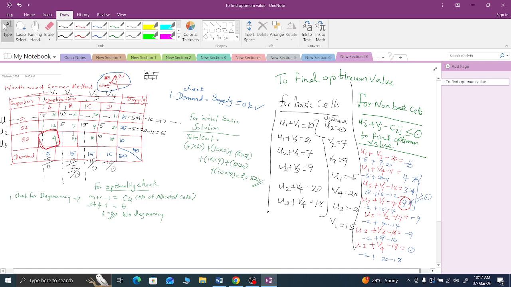So for this cell, what we have to conclude is that the value we found here is not the optimum value. If you want to find the optimum value, we have to go for the MODI method or stepping stone method. So we will move there. How does the MODI method work? Let's see here.